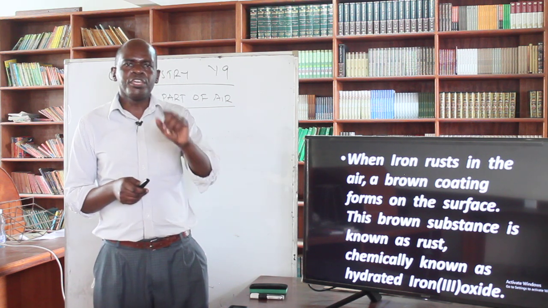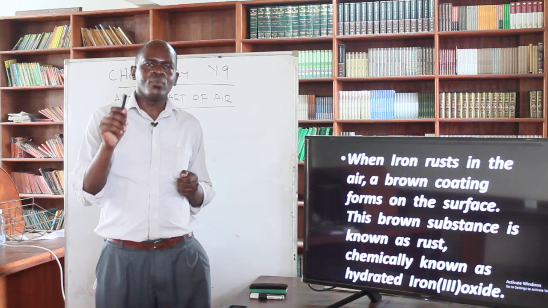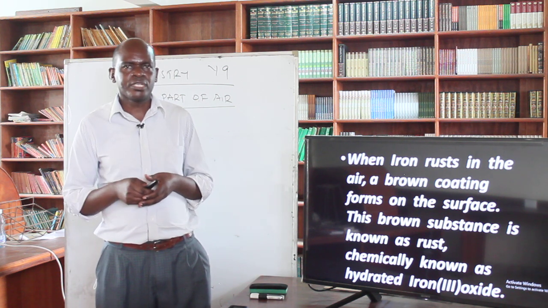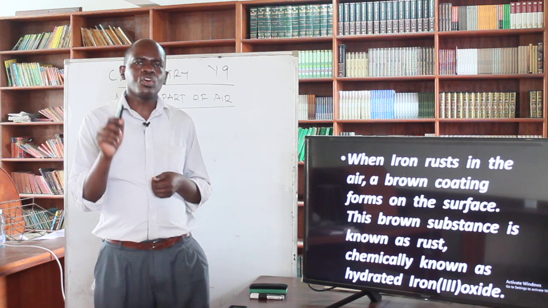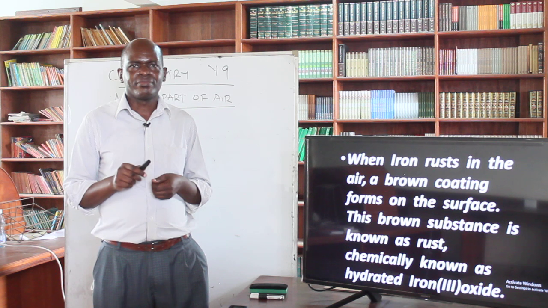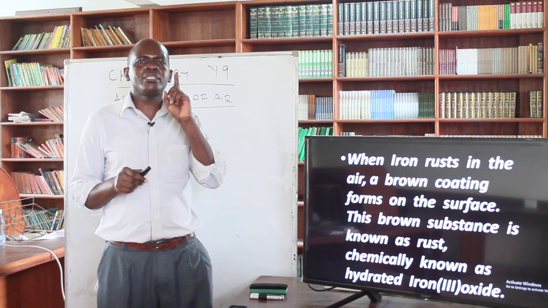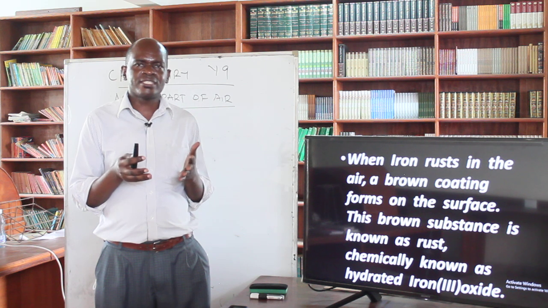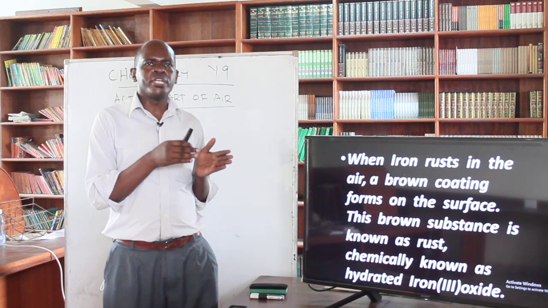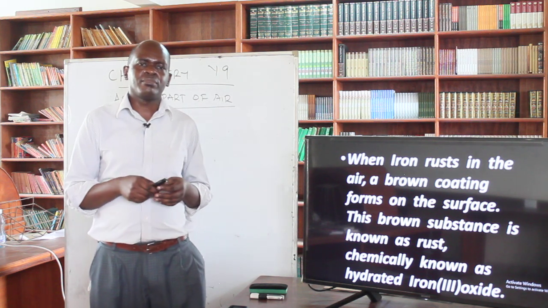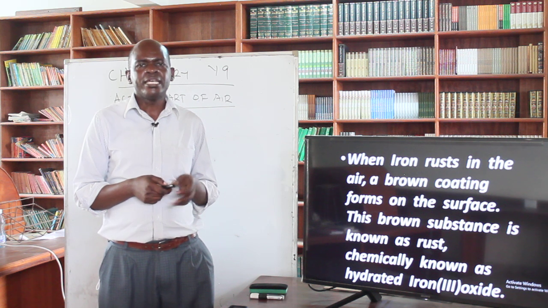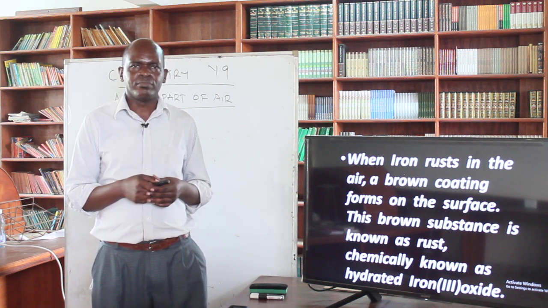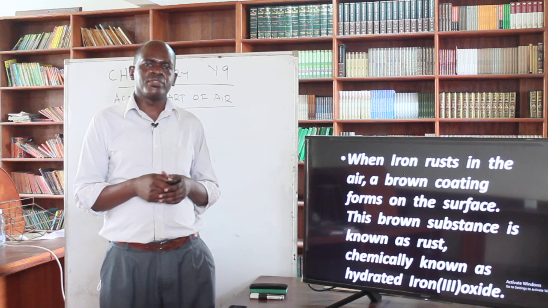Now, if they also ask you to state the observation made when an iron surface is left exposed to the atmosphere for a particular duration, then the observation will be a brown coating, or a brown layer, or a brown substance. The color must be stated because that is the observation. Then they can ask you to name that particular brown coating. The name is hydrated iron 3 oxide. Remember, rust is the common name, and we don't normally use it when it comes to chemical naming of the reaction of corrosion. So we normally use hydrated iron 3 oxide.